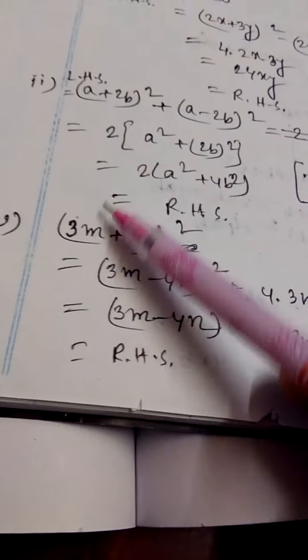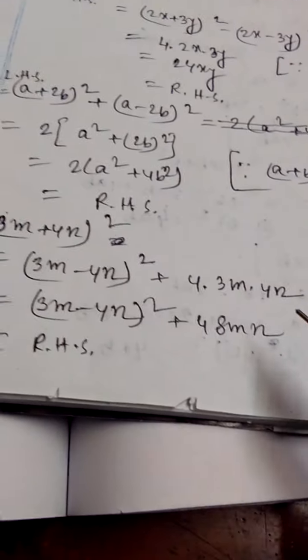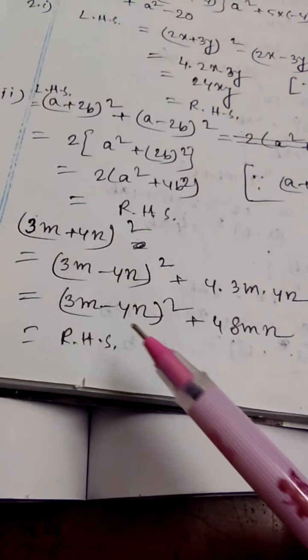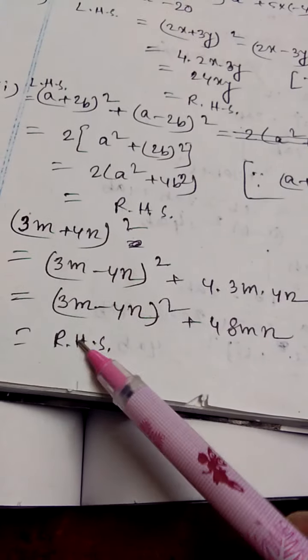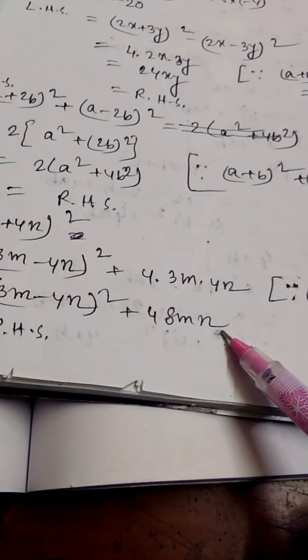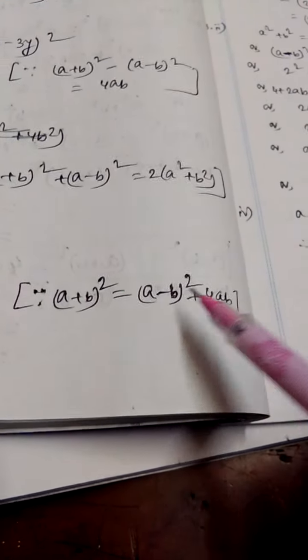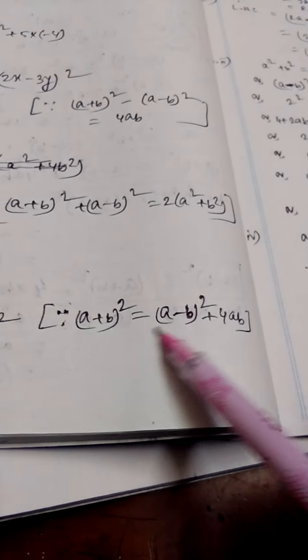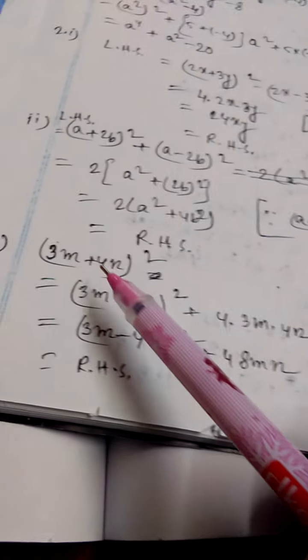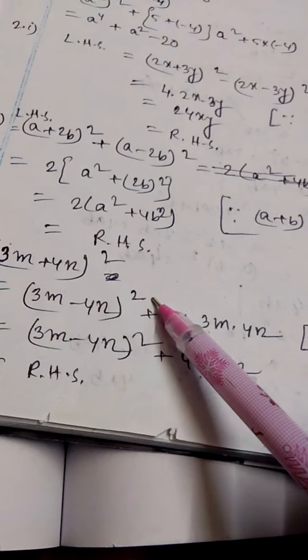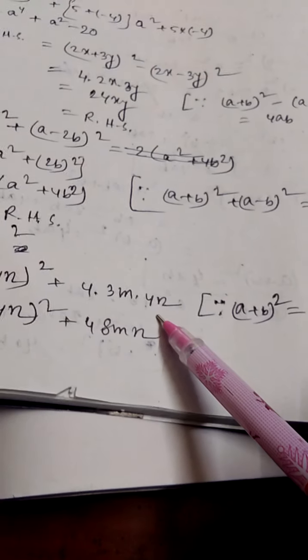Next, problem number 5. 3m plus 4n whole square, and we have to prove that this is equal to 3m minus 4n whole square plus 48mn. Now we know that a plus b whole square equal to a minus b whole square plus 4ab. Therefore, using this identity, we may write 3m minus 4n whole square plus 4 into 3m into 4n.